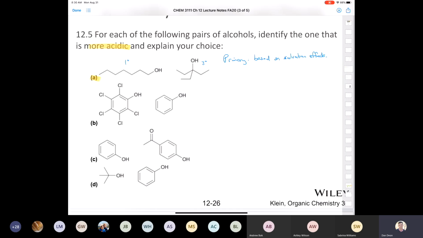Let's take a look at the next one. We have these two really interesting compounds, phenol, of course, and then this one here, which is 2, 3, 4, 5, 6 pentachlorophenol. Kind of a fun compound. Who could tell me which one of these would be more acidic? The one with all the chlorines or simple phenol? Anybody get an idea about this one? Think about the rules that we just looked at.